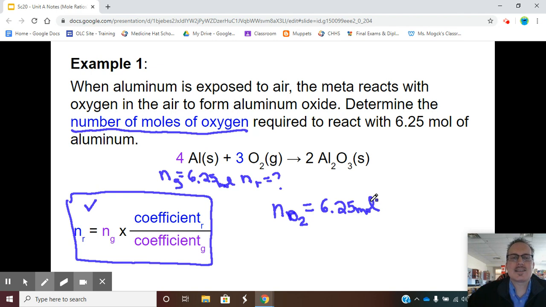Now, I like to think of this as a little game of leapfrog. I know it sounds weird, but it works. So write down the number that you were given, moles given, 6.25, and then we're going to multiply it by a coefficient and divide it by a coefficient. And here's the easiest way to do it. Writing down the number for what you were given, 6.25, we're going to do a game of leapfrog over to the moles of the unknown. So 3 moles.